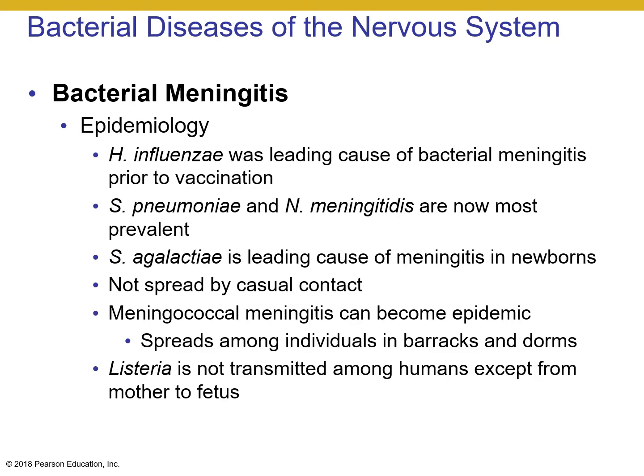Haemophilus influenzae was the leading cause of bacterial meningitis before people started vaccinating. S. pneumoniae and N. meningitidis are the most prevalent. S. agalactiae we know is found mostly in newborns. None of these are really spread by casual contact. Someone has to be ill and cough on you, sneeze on you.